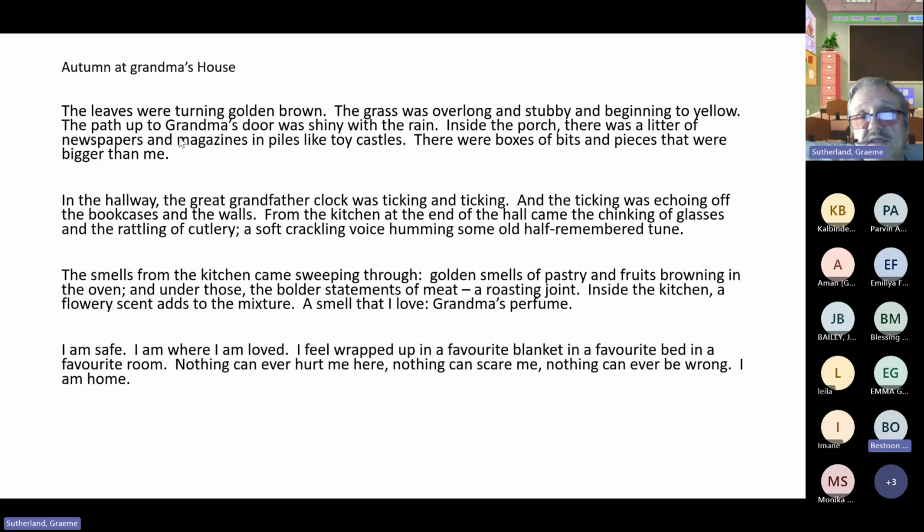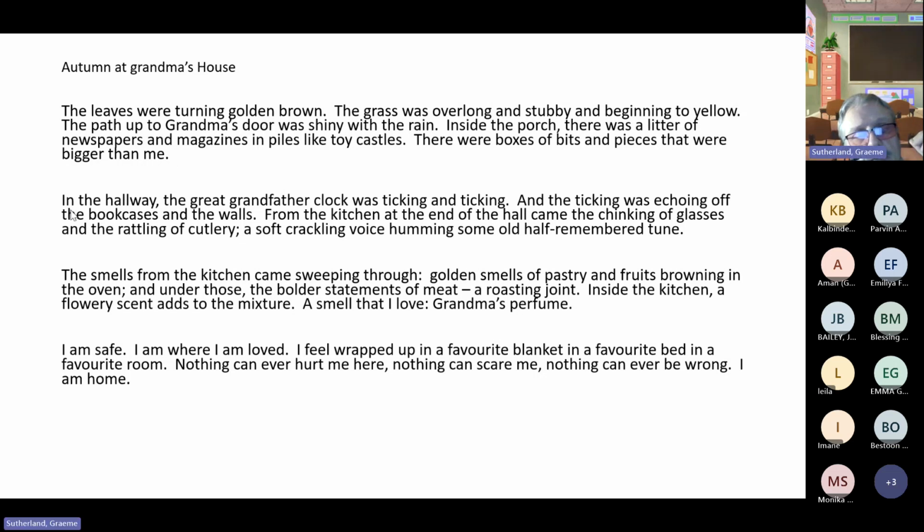And it starts to give you an idea of what the place is like. It's a bit chaotic, all these bits and pieces, magazines piled up, but they're fun and kind of exciting for a child because they're like toy castles. And toy castles appeal to little boys and girls, I suppose. And you imagine the turrets and the towers of newspapers, almost bigger than the child. There's a lot of description going on in a very short paragraph. And it's all description, but at the same time, it's moving the narrative along.